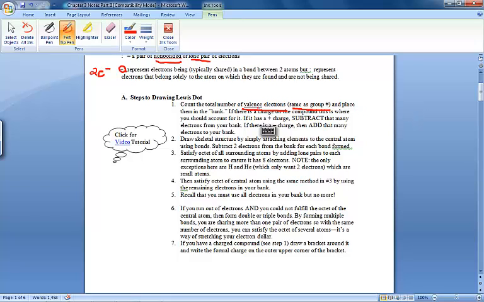Next, of course, is to look to see if there are any charges on the compound. If there's a positive charge on the compound, that means you've lost electrons. You need to subtract the total number of electrons that correspond to that charge from your electron bank. If there's a negative charge, then you'll add those, because that means electrons have been gained.